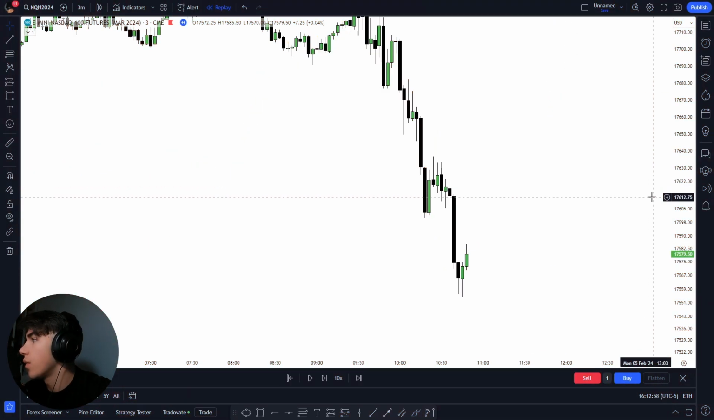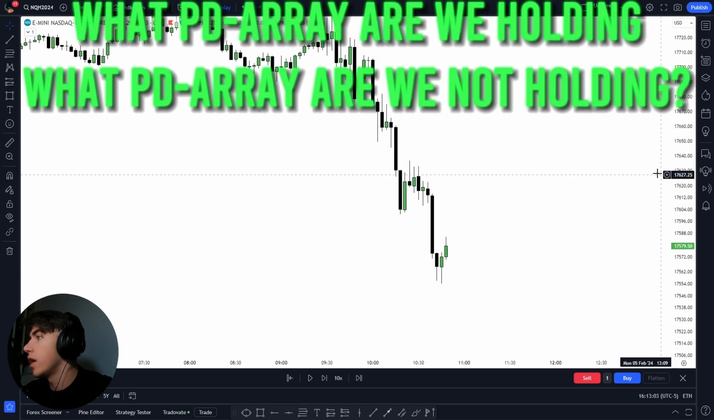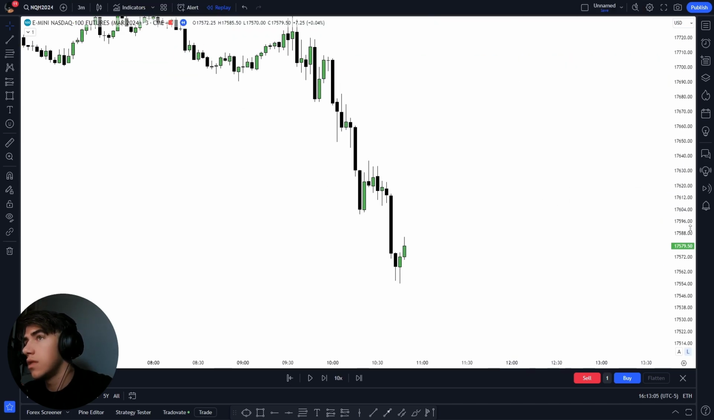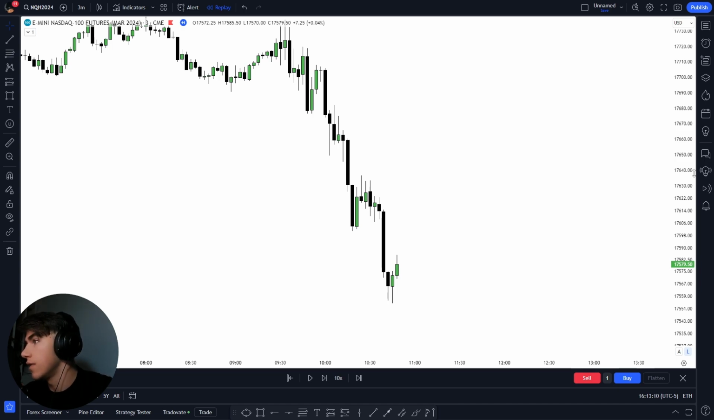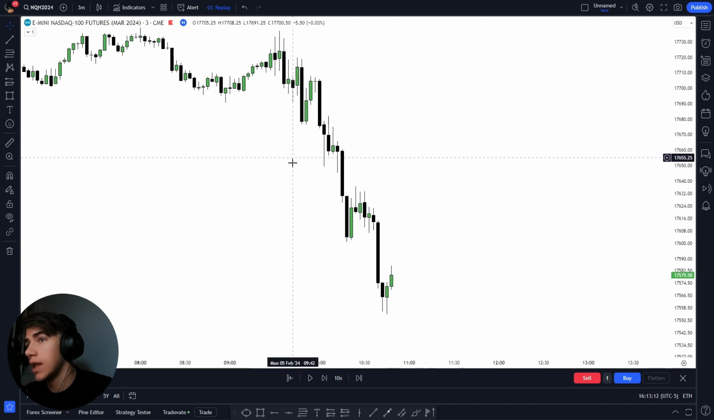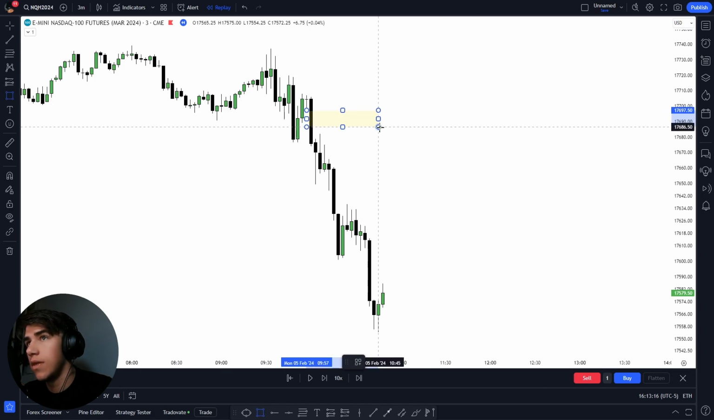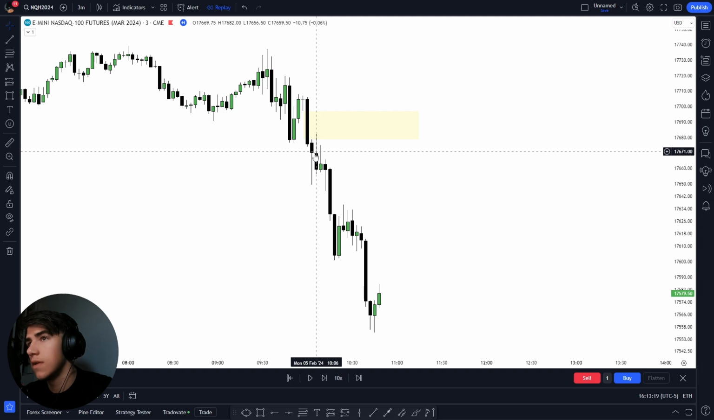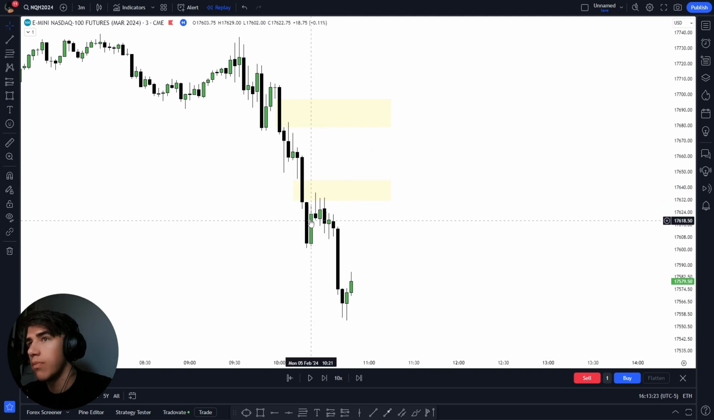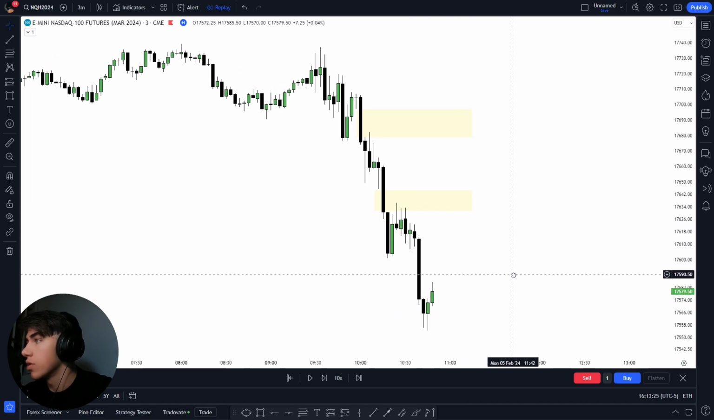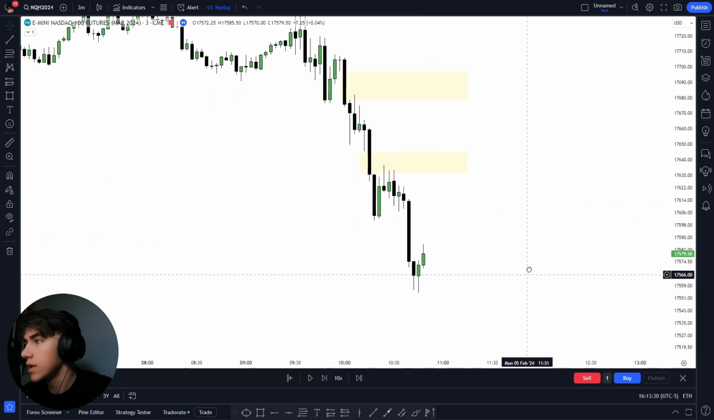Now, the next thing that I want to talk about is holding PD arrays versus not holding PD arrays. Okay. This is probably the number one tip that I could give anyone when looking to identify order flow. So if we look at this sell side curve over here, we can see that we have this gap here that price hits, then rallies down. We create another gap here that price hits, then rallies down. So in other words, at this moment in time, we are holding bearish PD arrays.